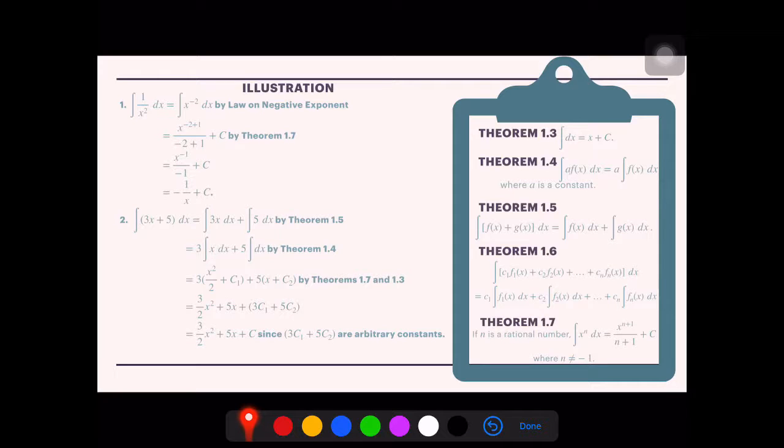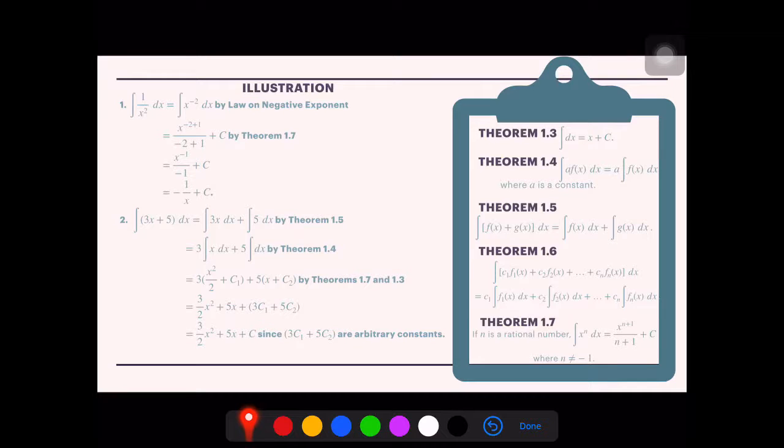Now, notice that we have constants 3 and 5 there. That gives us a hint that we are to use theorem 1.4. So we have to extract 3 and 5 there. Now we have 3 times the antiderivative of x dx, plus 5 times the antiderivative of dx.